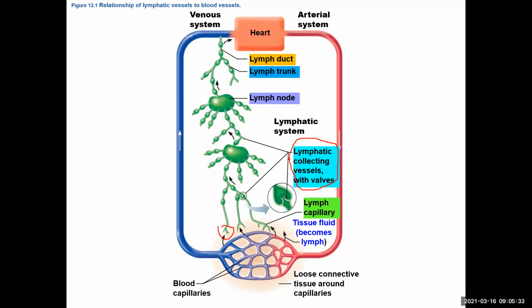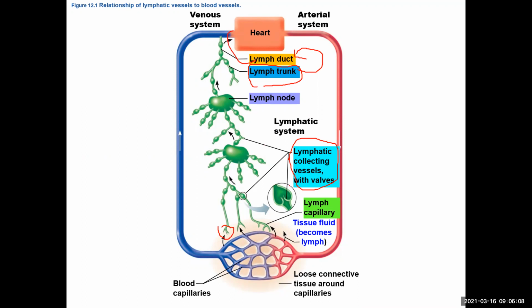When these collecting vessels unite, they join together and form the lymphatic trunk. And when the lymphatic trunks join together, they form the lymphatic duct. So the duct is the largest of all, and the lymphatic capillaries are the smallest. An example is the right lymphatic duct and the thoracic duct, which finally pour the lymph into the blood.